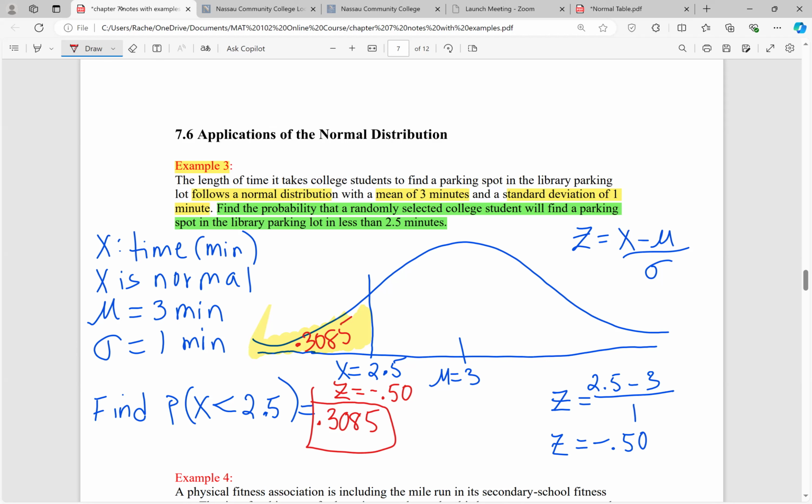Now, the other way we could do this is the calculator, right? We just need lower, upper, mean, standard deviation. So since we're shading from the left, right, the lower bound is going to be negative E99. And then the upper bound could either be your raw score or your z-score, whichever one you feel like using. Honestly, it doesn't matter. I'll use the raw score.